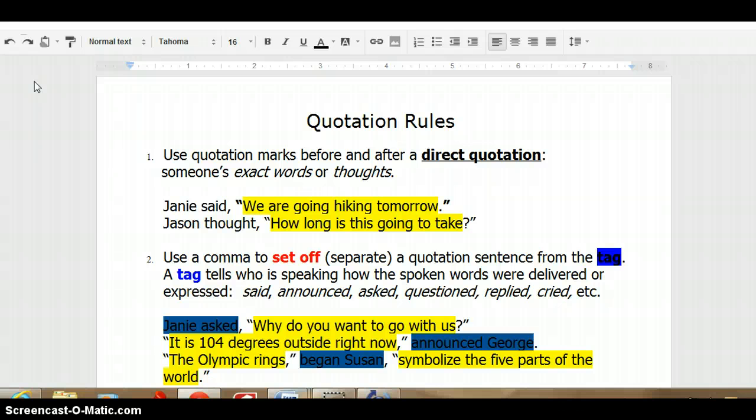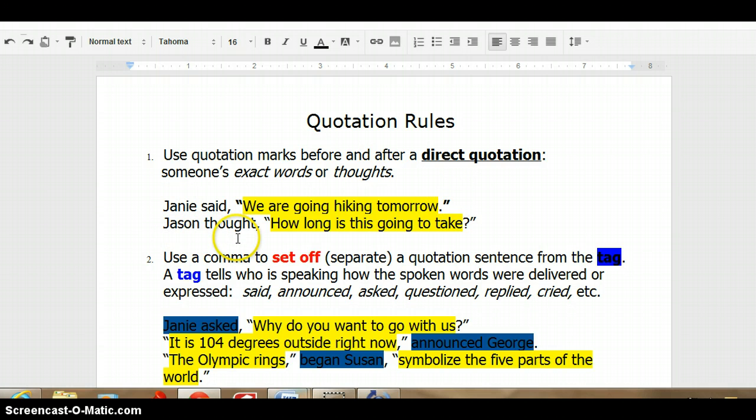Okay, rule number 1. You're going to use quotation marks before and after a direct quotation. And a direct quotation is just someone's exact words, or it can be their exact thoughts too. We've seen this in writing, I'm sure. This example sentence, if Janie says we are going hiking tomorrow, in the written form, it's going to look like this. Janie said. You're going to have the quotation marks, and then we are going hiking tomorrow in quotation marks, because quotation marks come in pairs. You have to have a beginning and an end.